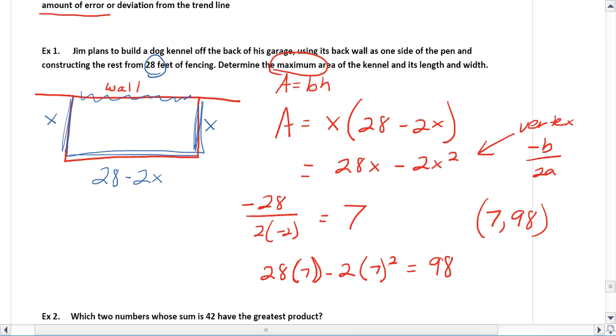So we need to interpret this. The x right here is the width of the dog kennel, and I don't know the length yet, so I'd have to take the 7 and put it in here, and then 28 minus 14 is 14. So the dog kennel would measure 7 feet by 14 feet. So I have found the length and width, and the maximum area would be 98 feet squared.